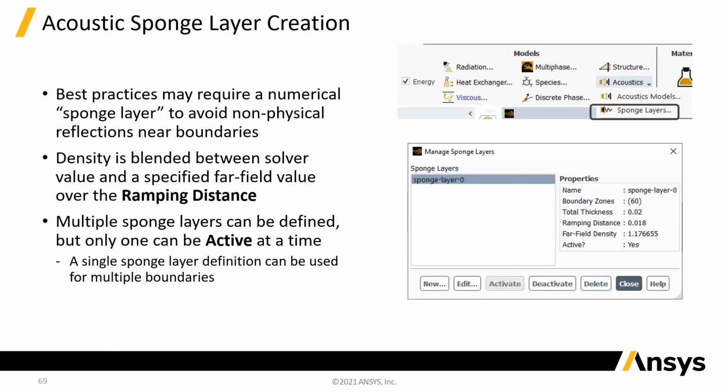We've got an acoustic sponge layer. So this is very much like an artificial beach that you have when you're doing a volume of fluid with waves. So when acoustic waves reach a boundary, you can damp them out. So what you do is you blend the density over this region between its incoming value and some reference value. So you're typically going to be using this at inlet and outlet boundaries to damp out reflected waves in a very efficient way.